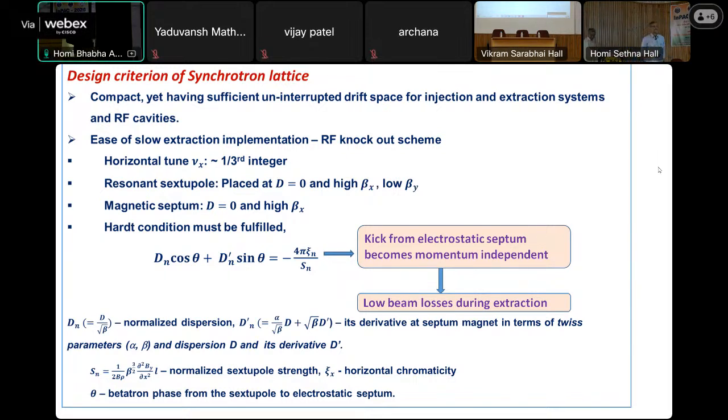So based on these criteria... Shall I continue? I can roughly. Pradeep, one more minute.